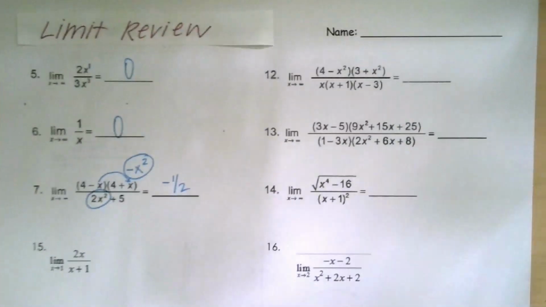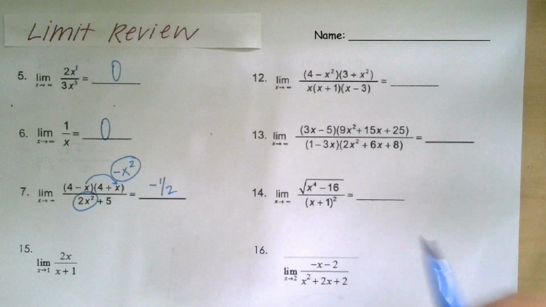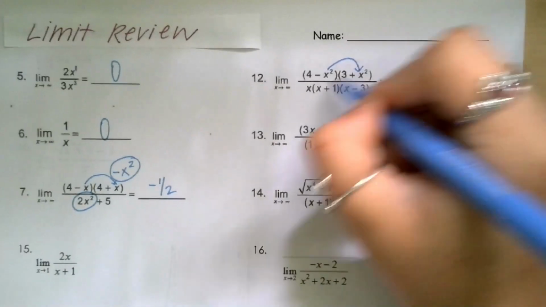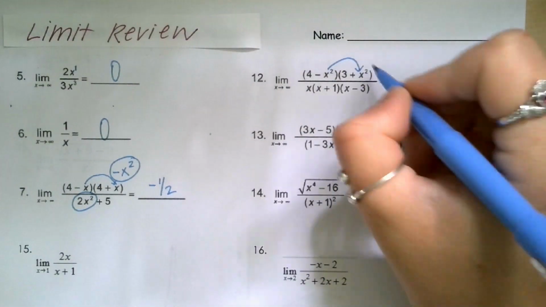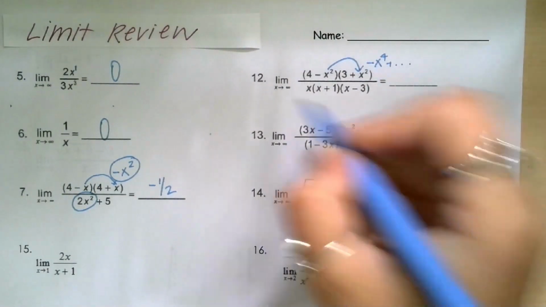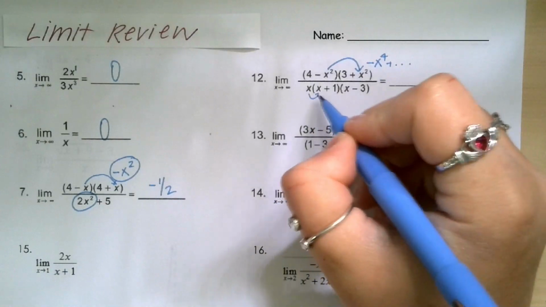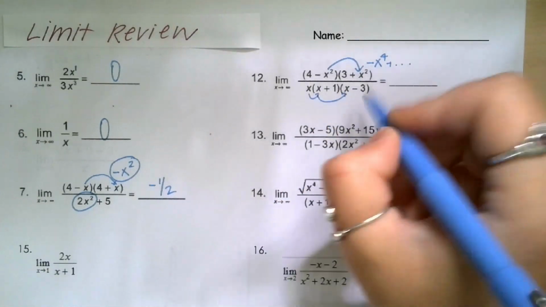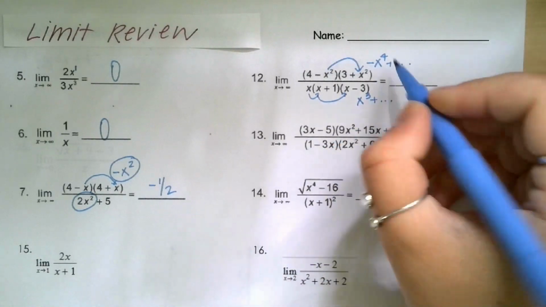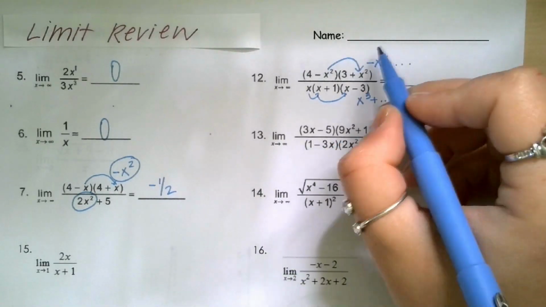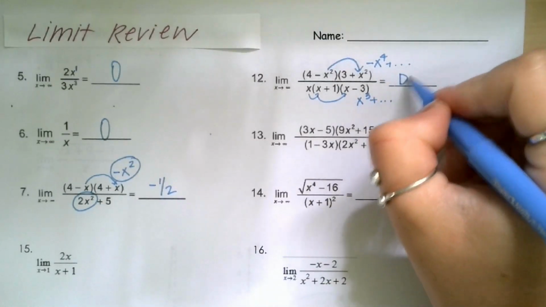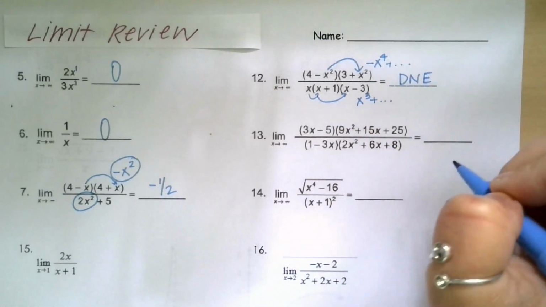Okay. Now up to number 12. Again, we're going to have to distribute. So when we distribute on the top, again, this is a negative x squared. So we have negative x to the 4th plus some other terms. On the bottom, we distribute an x, and then we distribute again. So we'll have an x cubed plus some other terms. And when we go to compare those, we see that our numerator has a higher degree. So that means our limit does not exist.